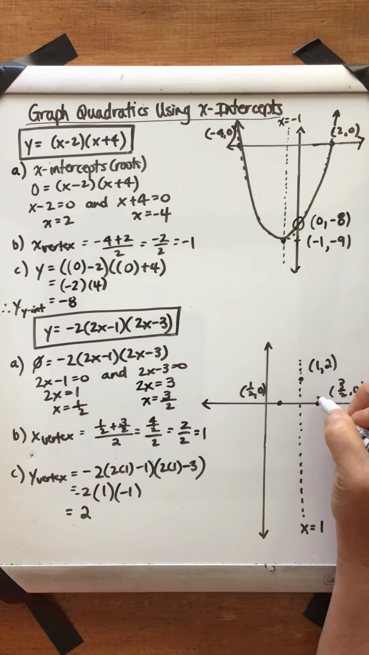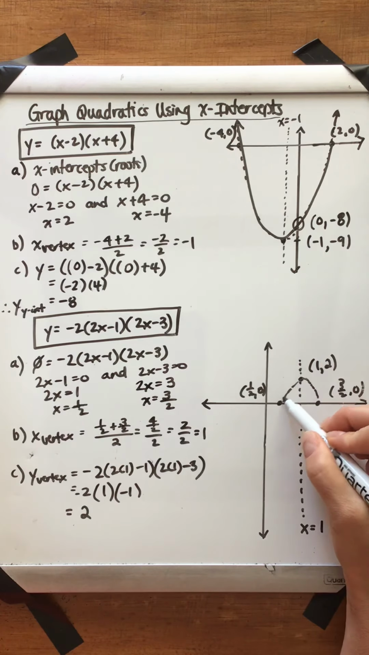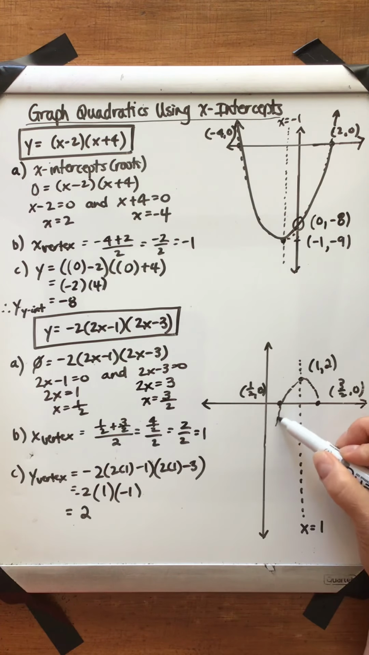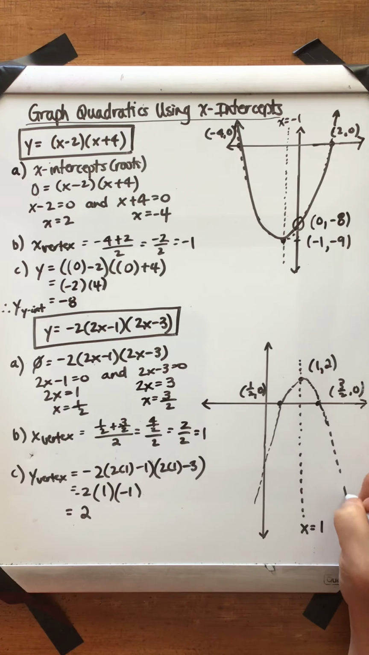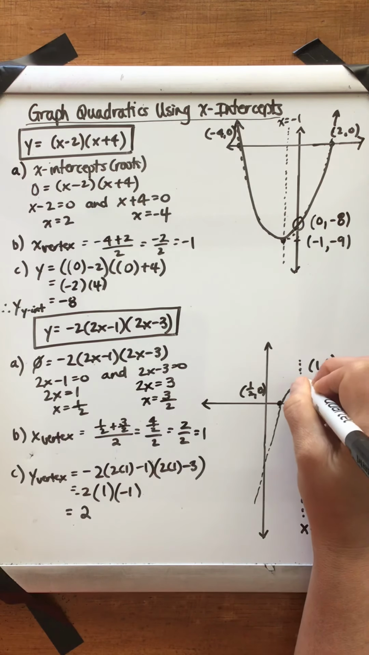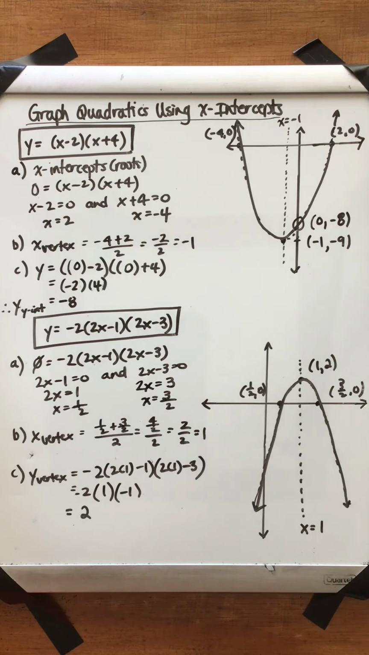So now we can start to get an idea of what this parabola might look like. It's got a stretch factor of 2, so it's going to be a little narrower than our base parabola of y equals x squared. Okay, and now that I have a rough idea where I'm sketching it, I'm just going to draw it in, smooth curve.